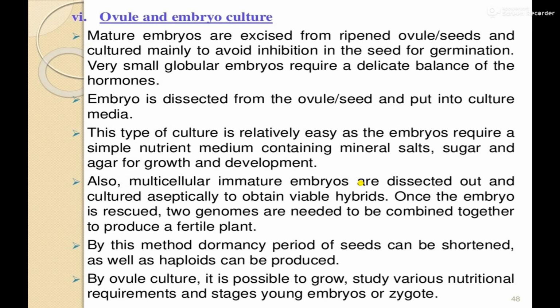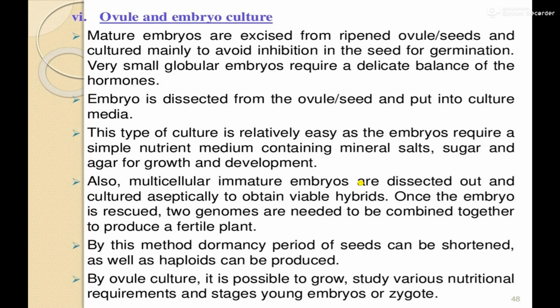Also, multicellular immature embryos are dissected out and cultured aseptically to obtain viable hybrids. Once the embryo is rescued, two genomes are needed to be combined together to produce a fertile plant. By this method, dormancy period of seeds can be shortened as well as haploids can be produced. By ovule culture, it is possible to grow and study various nutritional requirements and stages of young embryos or zygote.